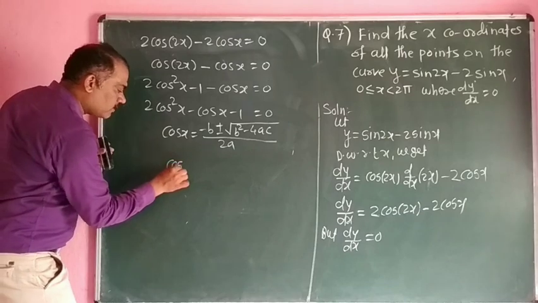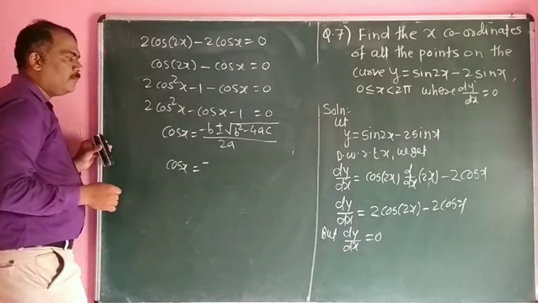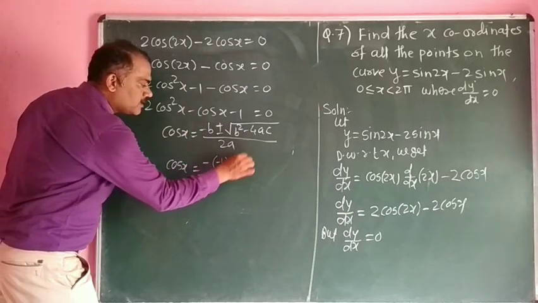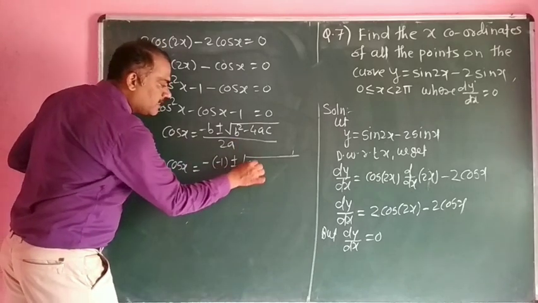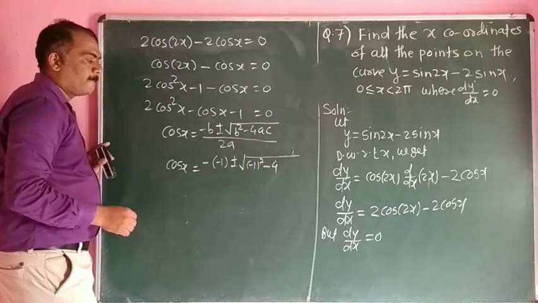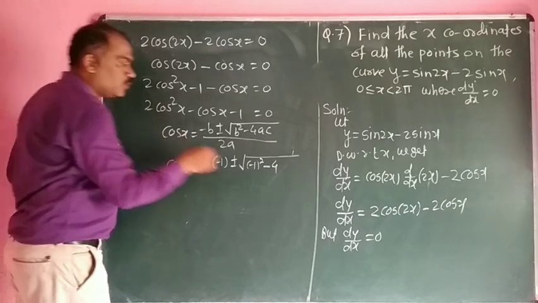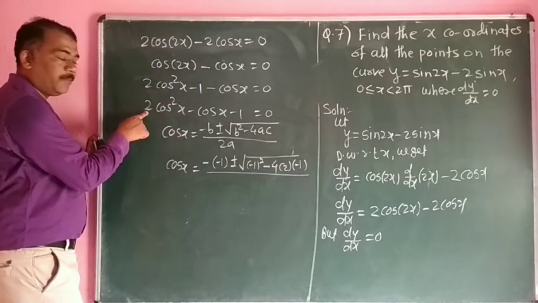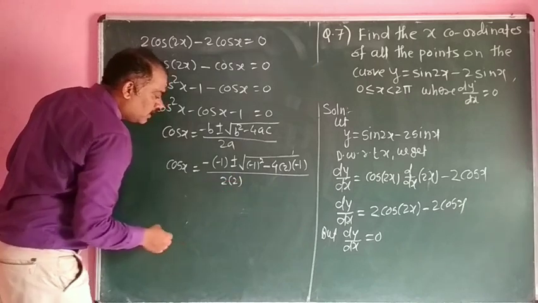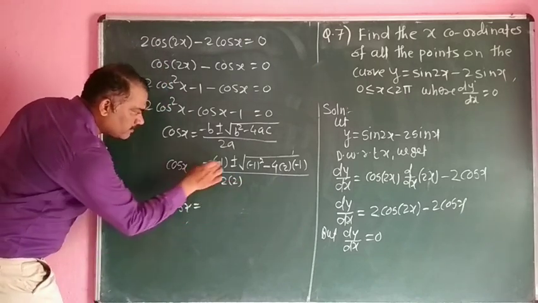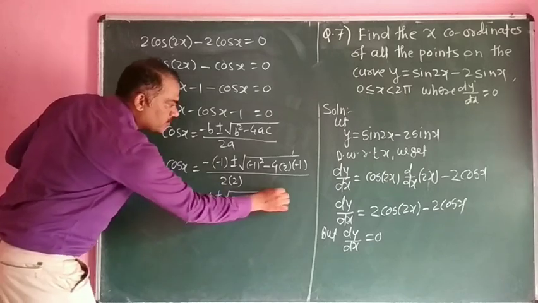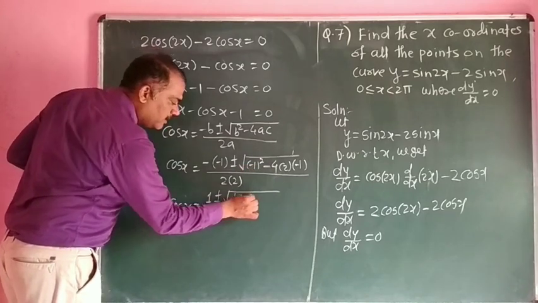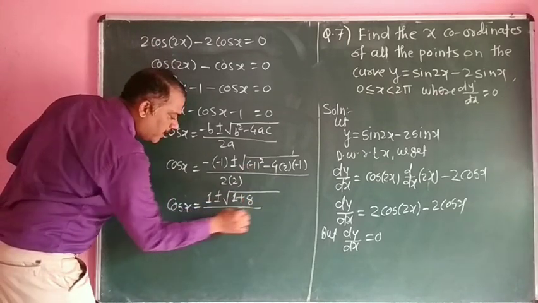So what do we get? Cos x is equal to minus, what is the value of b? The coefficient of cos x is minus 1, that is, the value of b is minus 1, plus minus under square root of b, that is minus 1 square, minus 4 times the value of a, which is 2, and the value of c, which is minus 1, divided by twice a. What is the value of a? 2, that is 2 into 2. So cos x is equal to, this minus minus becomes plus 1, plus minus under square root of minus 1 square is 1, this minus minus becomes plus, 4 into 2 is 8, that is 1 plus 8, divided by 4.